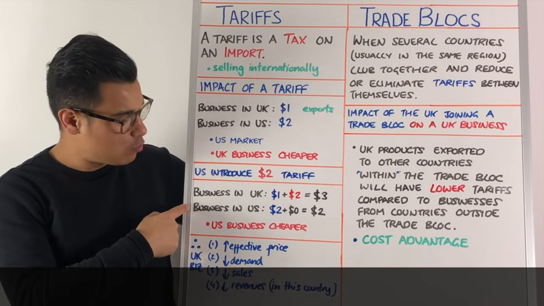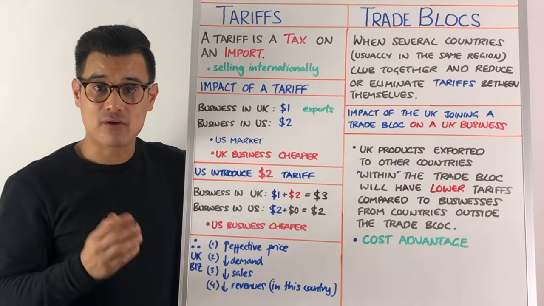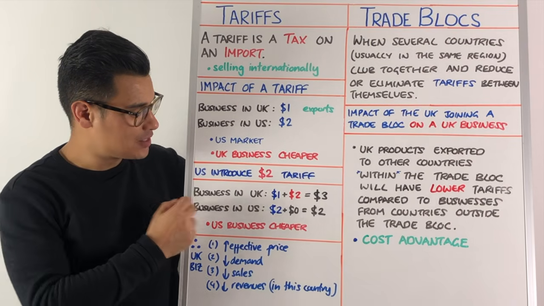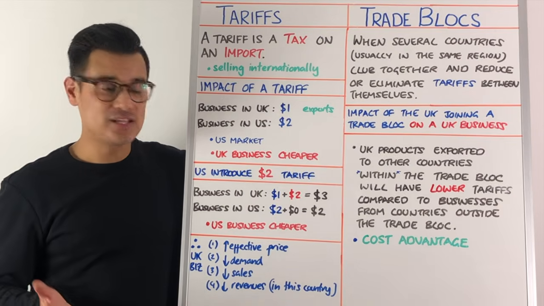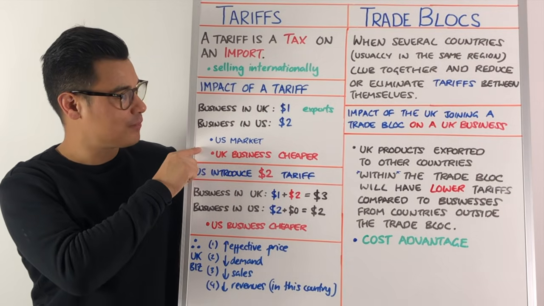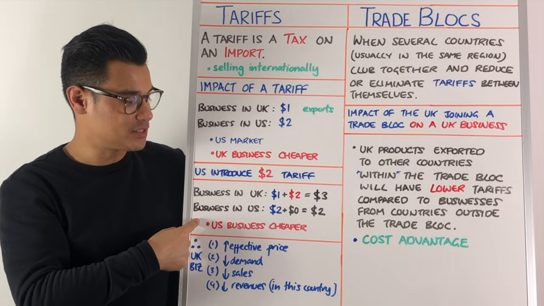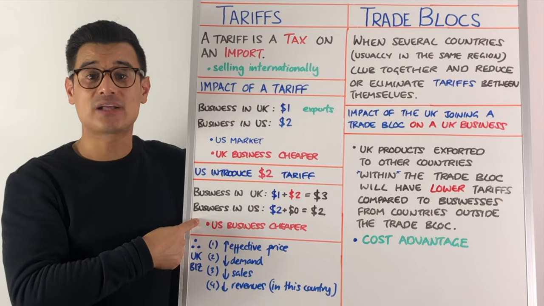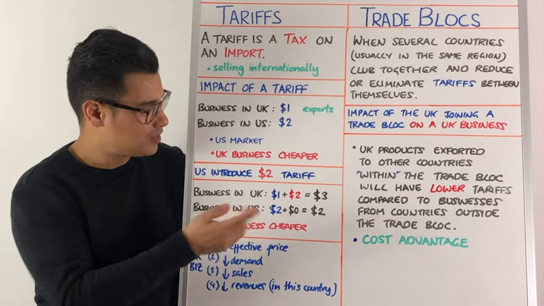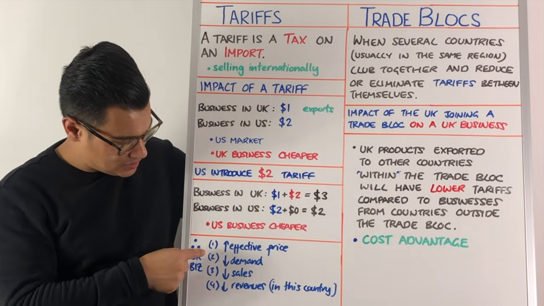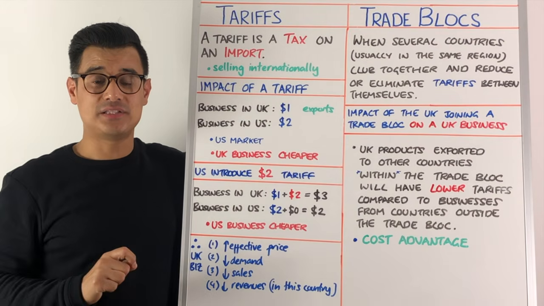Meanwhile, the US business is not going to be faced with the tariff because they're from inside the US. So they remain at $2, their final price. But in this situation, it's switched which business is cheaper, because before the tariff, the UK business was cheaper. Now the US business is cheaper. So the impact on the UK business will be, firstly, the effective price is higher because now it's $3. That's going to lead to lower demand, lower sales, and clearly lower revenues in that particular region.